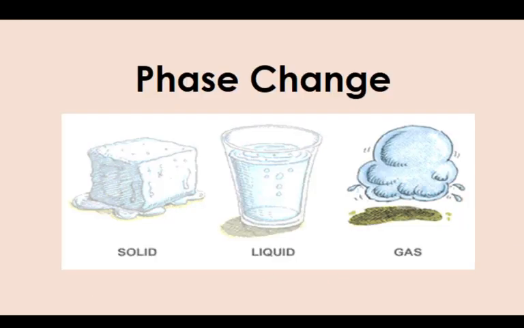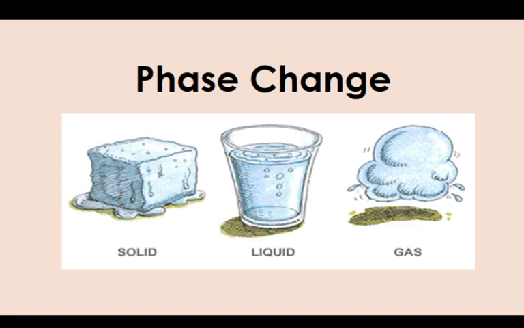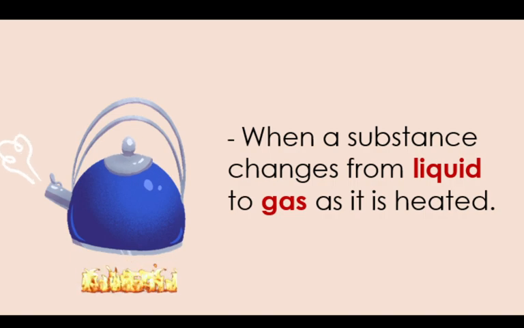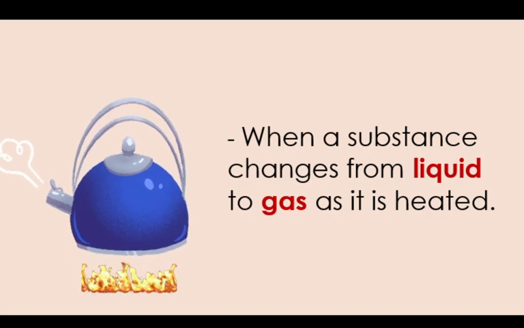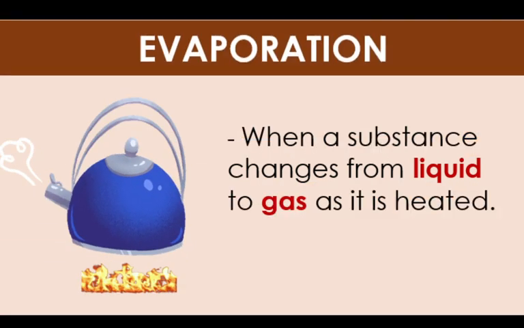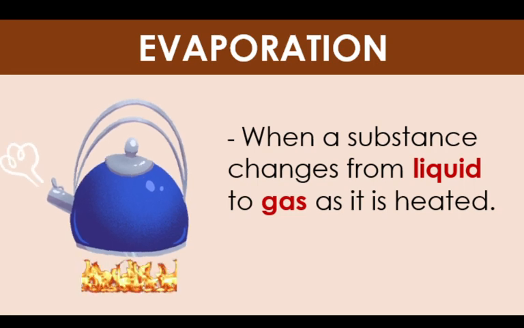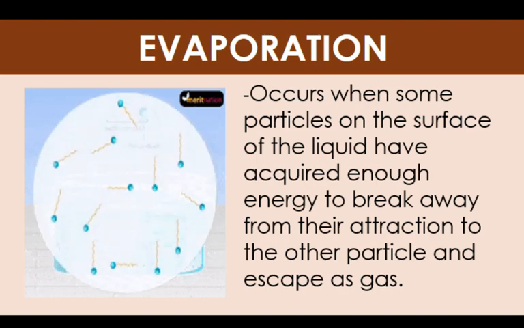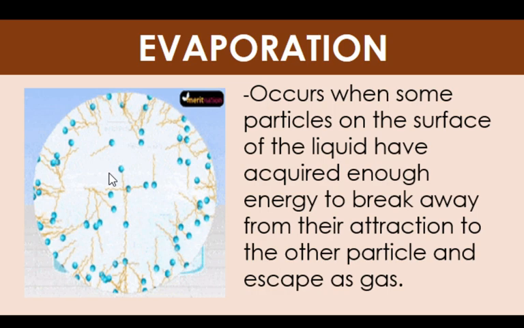Now, let's talk about each phase change. When a substance changes from liquid to gas as it is heated, it is called evaporation. Evaporation occurs when some particles on the surface of the liquid have acquired enough energy to break away from the attraction to the other particles and escape as gas.